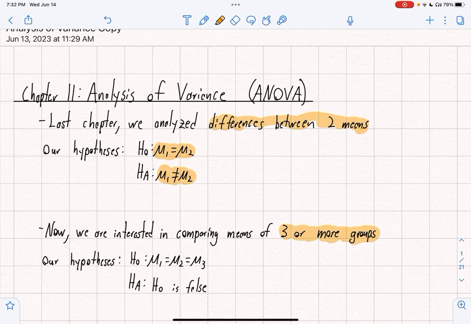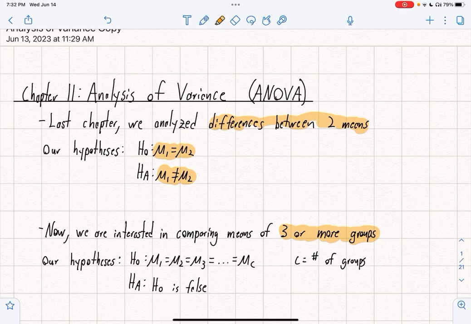So that means our hypotheses are going to look like this, where our null is that mu1 is equal to mu2 is equal to mu3. In fact, we could extend this past 3. So 3 is the smallest number that we could have for ANOVA, but this could go out to however many. So I might say equals ... equals mu c, where c is the number of groups.